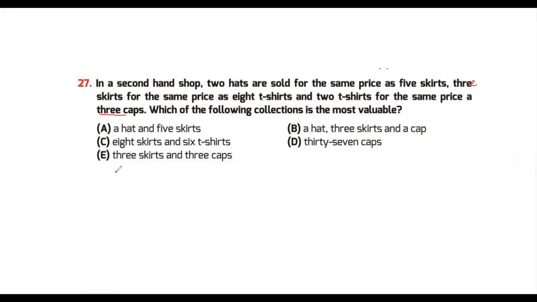So let's just start with, they're saying 2 hats are sold for the same price as the 5 skirts. So what are they saying? 2 hats are equal to the price of 5 skirts. So the number should be such that it should be a multiple of 2 as well as 5.